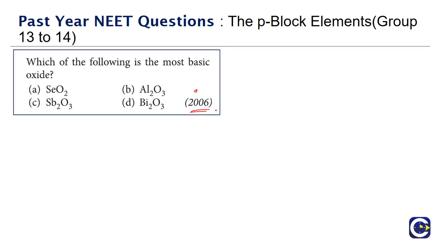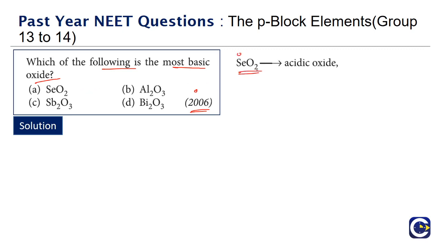We will start with a question that has come in the year 2006. Which of the following is the most basic oxide? If you look at the oxides given to us, first is SeO2. SeO2 is acidic in nature. Selenium comes in the oxygen family: oxygen, sulfur, selenium, tellurium, polonium. So it will have acidic nature.